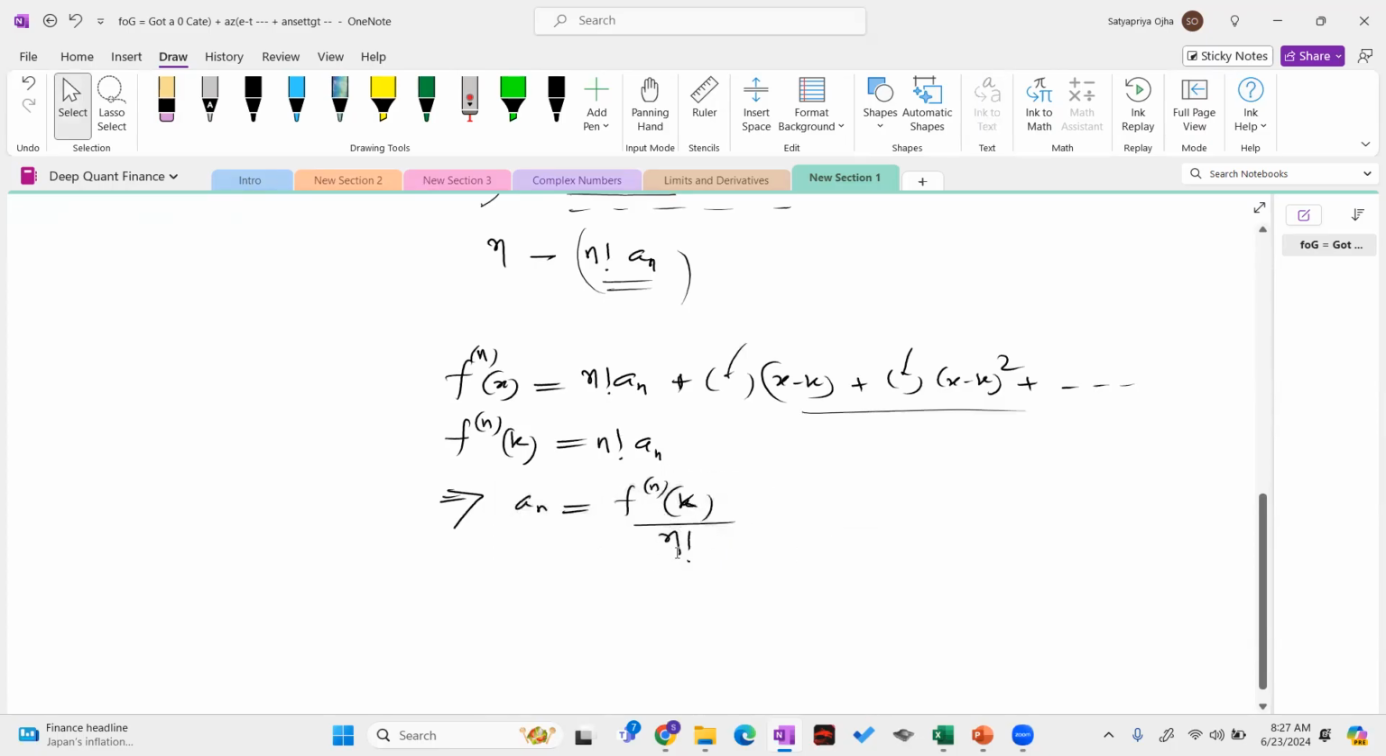Okay, so you're clear with this derivation? Any questions?